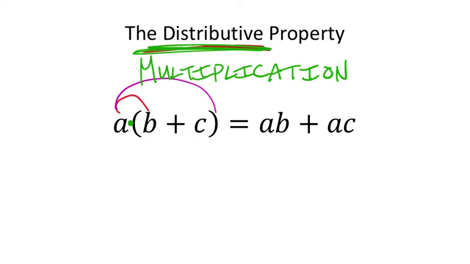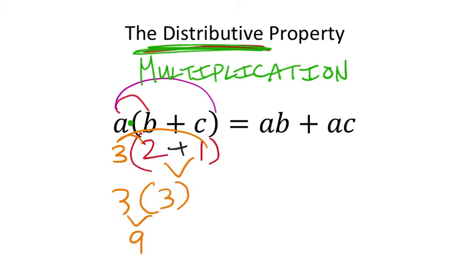Now, if these were values, like, I don't know, 2 and 1 right here, and we had this in parentheses, maybe the a is a 3. You could say I'm going to distribute the 3 like this. But that would be kind of unnecessary because you could use the order of operations to combine 2 plus 1, which is 3. 3 times 3 is 9, okay?